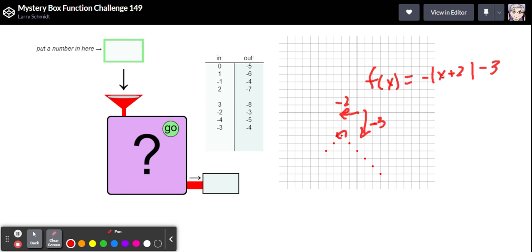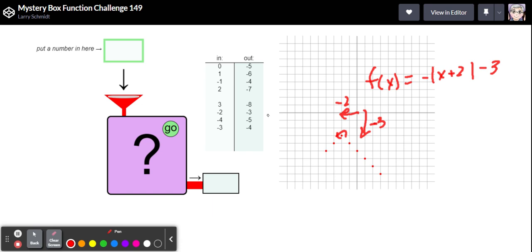If I put a 0 in here, I would get a +2. The absolute value of that is still +2, but then I would take the negative of that. So that would be a -2 minus 3, and that would give us a -5. Okay, well that looks good. If I put in a -1, I'd get -1 plus 2. That's 1. Take the absolute value of that, it's still 1. Turn it negative, that's -1 minus 3. That would give us a -4, and that's what I get for -1. So that's all looking good.